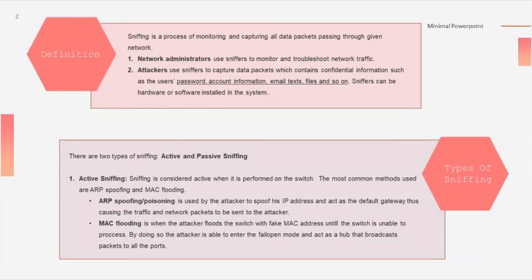Types of sniffing. There are two types of sniffing, active and passive sniffing. Sniffing is considered active when it is performed on a switch. The most common methods used are ARP spoofing and MAC flooding. ARP spoofing, or poisoning, is used by the attacker to spoof his IP address and act as a default gateway, thus causing the traffic and network packets to be sent to the attacker.